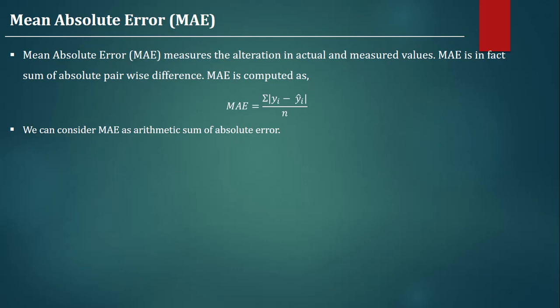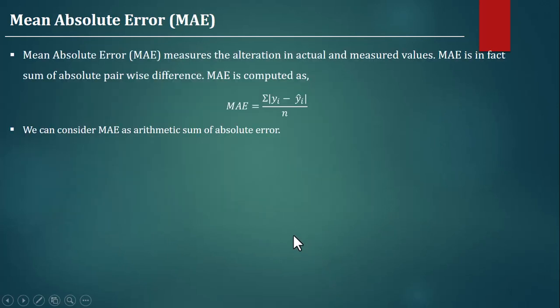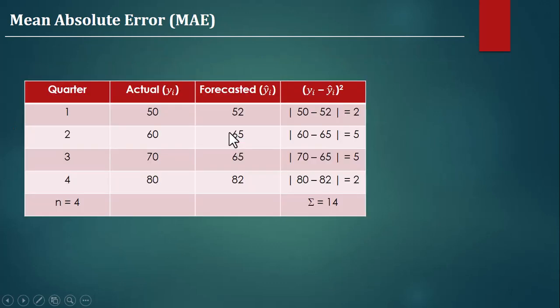Next is mean absolute error. So mean squared error increases the computational complexity because we have to square the number every time. If you want to simplify that computation, then we can take the positive difference. Instead of squaring it, we can take it like this: MAE, mean absolute error, is given as the summation of yi minus yi hat, and we will take the positive value of the difference between them. That is the only difference, otherwise everything is the same. And we can consider MAE as an arithmetic sum of absolute error. Okay? Absolute means positive error only.